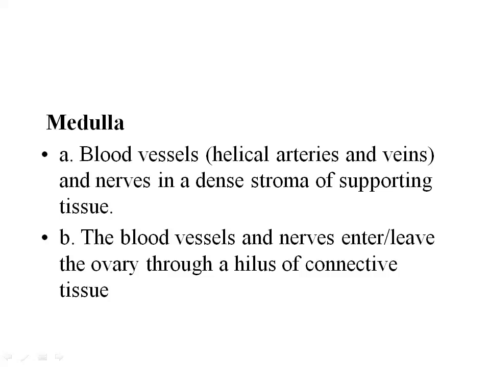These nerves and blood vessels enter and leave the ovary through the hilus of connective tissue. It's an opening-like structure present in the ovary. We'll see that in the next few slides. There is an opening-like structure in the ovary, and that structure is attached with the ovarian ligament. If you remember the first slide, there is an ovarian ligament. Through that ligament only, these blood vessels and nerves enter into the ovary. That portion is called the hilus.